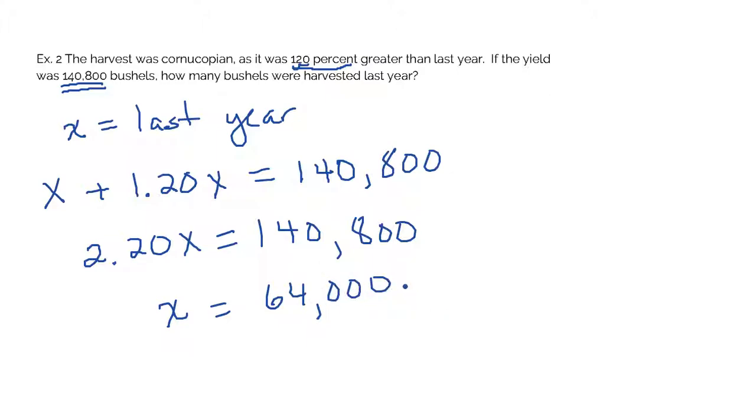64,000 bushels. So I like to say, if you have words in the problem, you should put words in your answers. They don't always do that, but I think that's a good practice. So that's it, guys, for lesson 9.